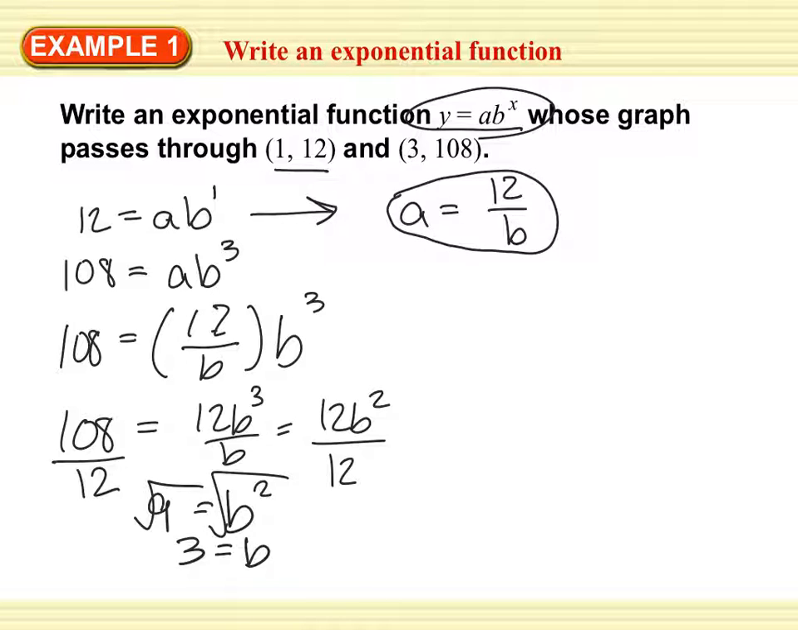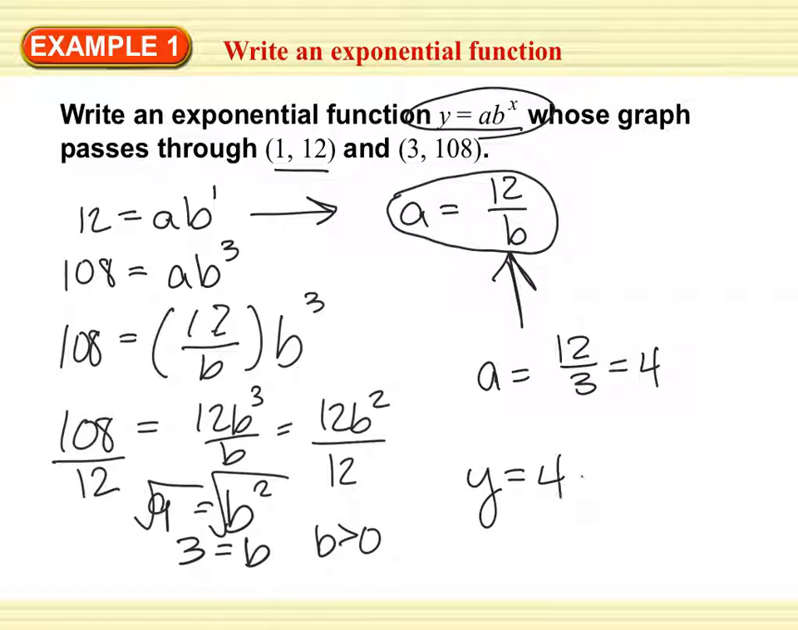It actually equals plus or minus 3, but we're going for the positive one because b has to be greater than 0. So we're going to go back up here and say, all right, we know b is 3. Now we know a is 4, so we're done. y equals 4, which is a, times 3, which is b, to the x. Nice work.